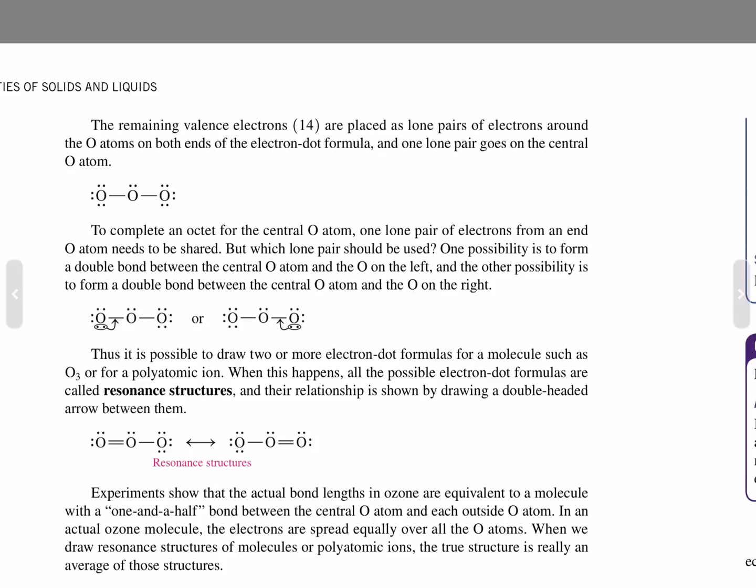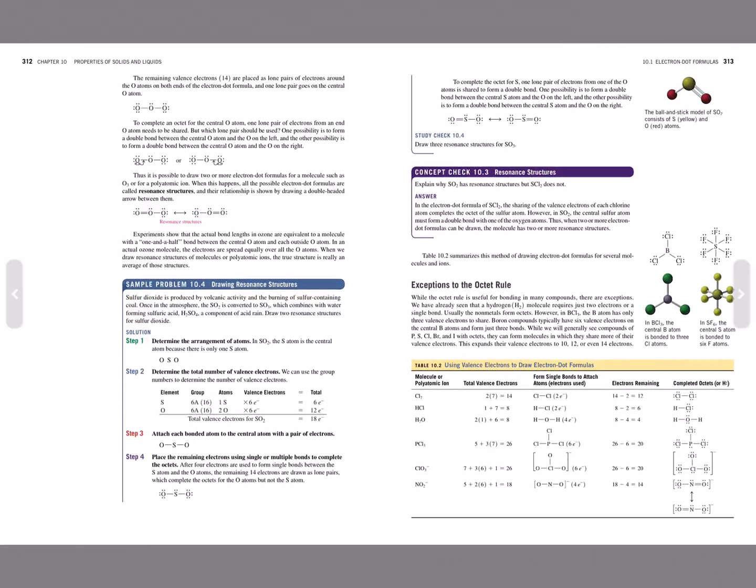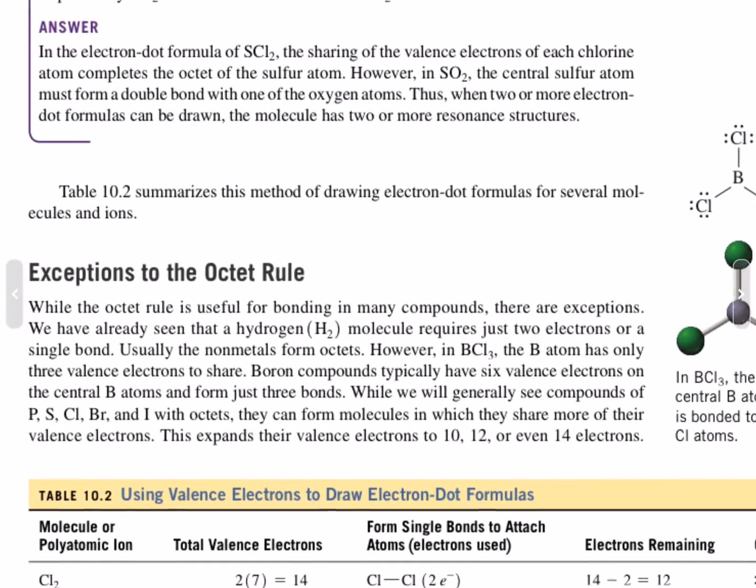Experiments show that the actual bond lengths in ozone are equivalent to a molecule with a 1.5 bond between the central oxygen atom and each outside oxygen atom. In an actual ozone molecule, the electrons are spread out equally over the oxygen atoms. When we draw resonance structures of molecules or polyatomic ions, the true structure is really an average of those structures. Table 10.2 summarizes this method of drawing electron dot formulas for several molecules and ions.